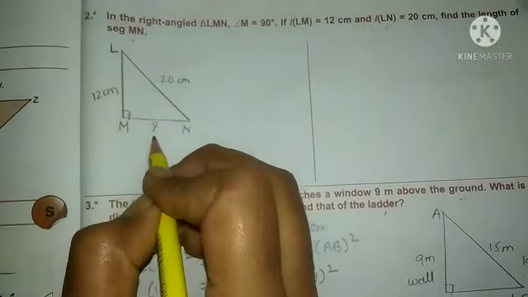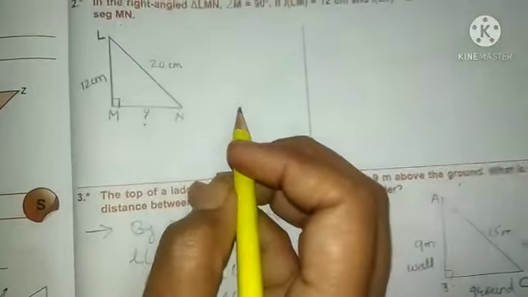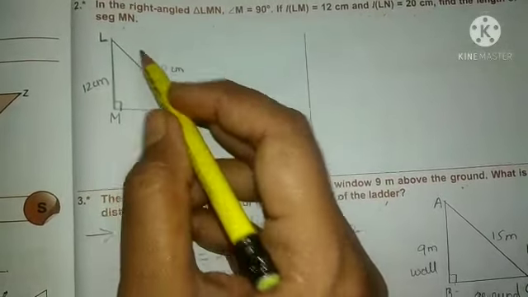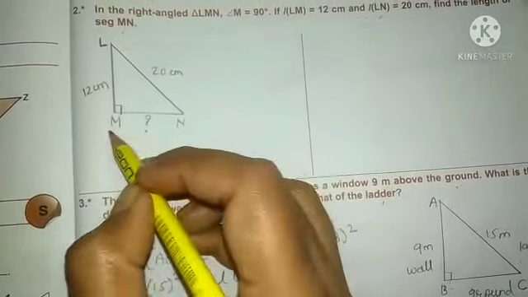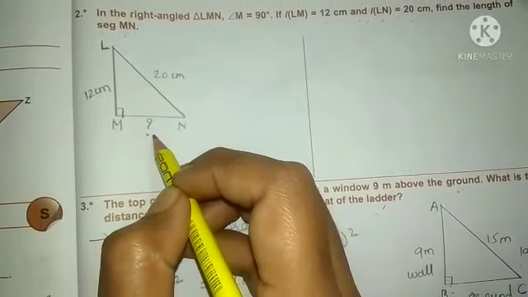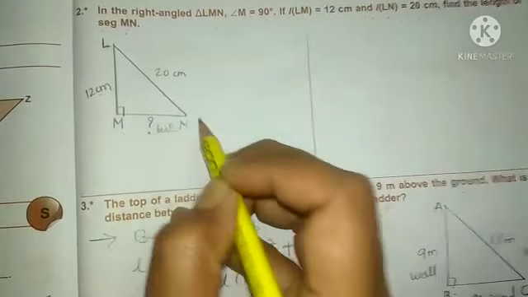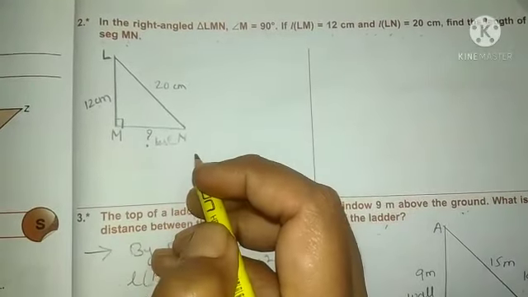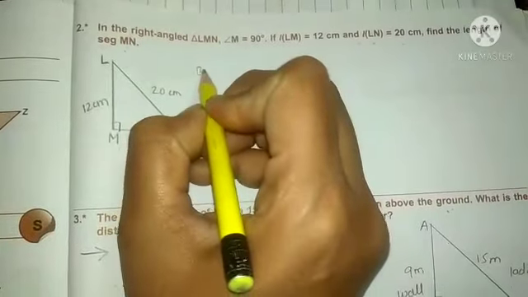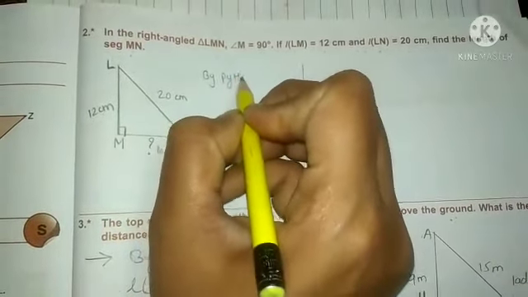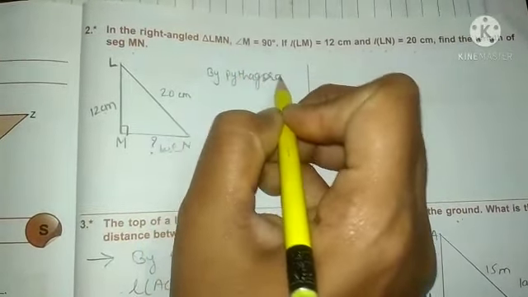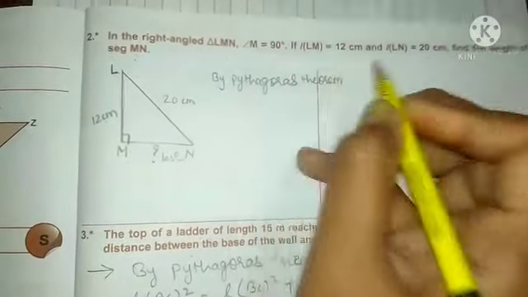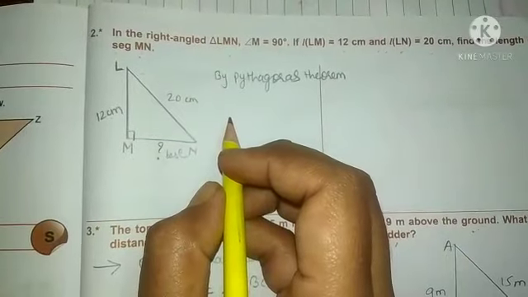We have to find out the segment MN. Means what we have to find out? Our height is given. LM is our height. LN is our hypotenuse. MN is our base. So we have to find out the base over here. So how are you going to find out the base? By using the Pythagoras theorem. So by Pythagoras theorem, now tell me what will be your formula over here.